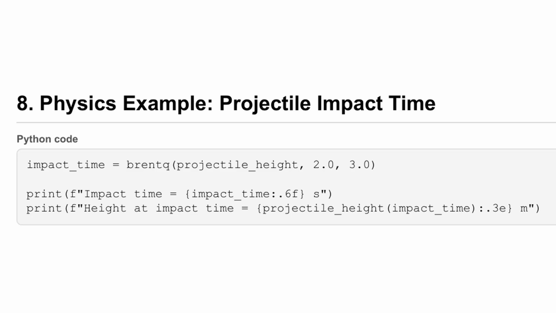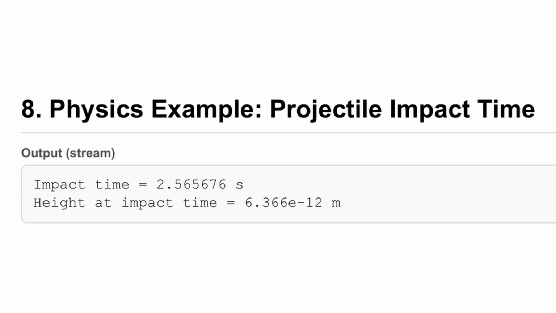We use BrentQ to find the root within the bracket of 2 to 3 seconds. This will give us the precise impact time, and we will check the height at that time to ensure it is effectively 0. The calculation tells us the projectile hits the ground at approximately 2.57 seconds. The height at this time is nearly 0, within the limits of machine precision, confirming the solve was successful.